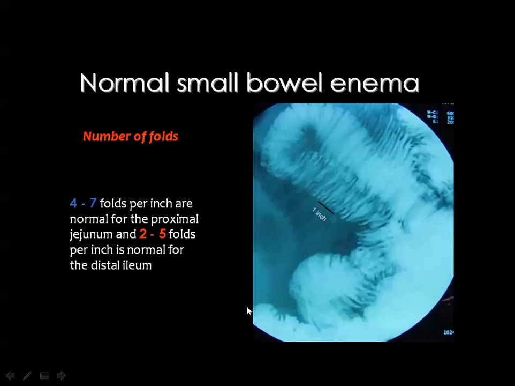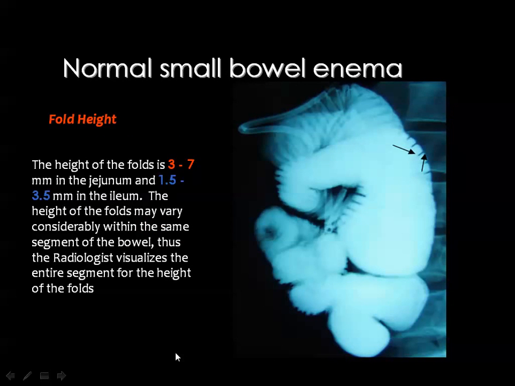Then the number of folds per inch. In the jejunum, we have about 4 to 7 folds per inch in normal conditions, and there are about 2 to 5 folds per inch in the ileum. And you know that the folds are more prominent and more numerous in the jejunum compared to the ileum. The fold height is about 3 to 7 millimeter in the jejunum and 1.5 to 3.5 millimeter in the ileum.